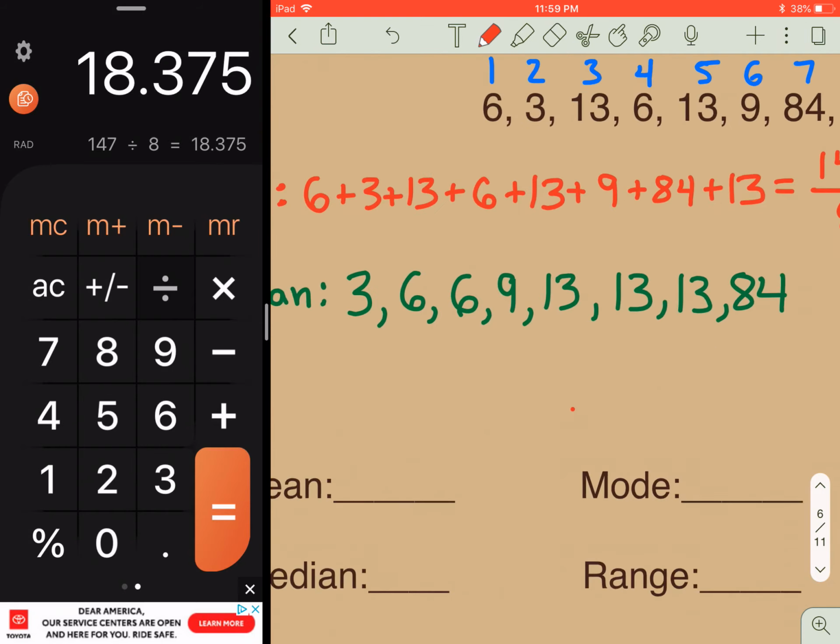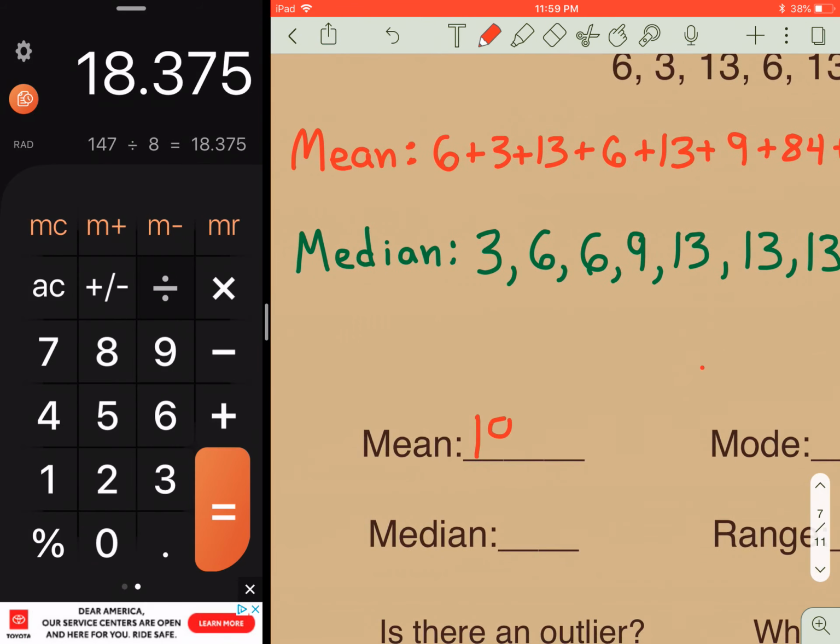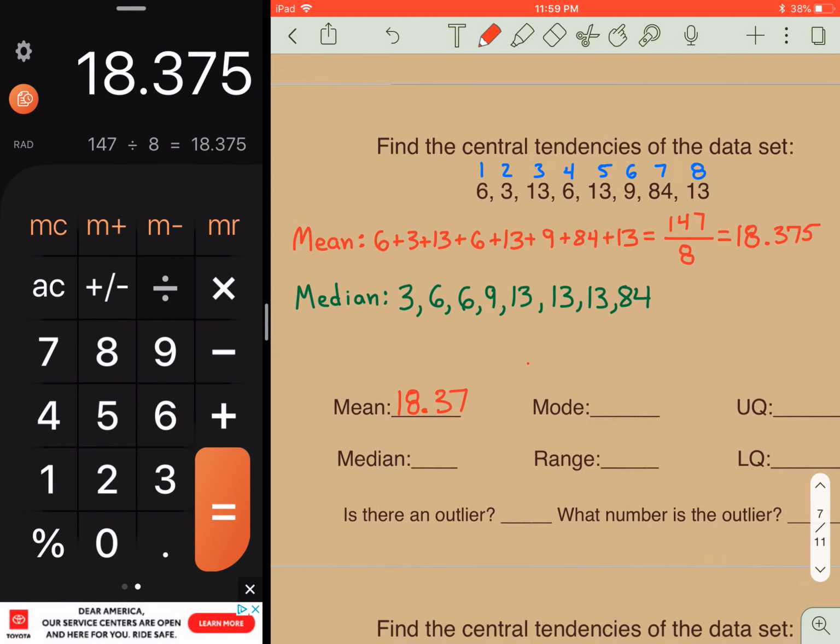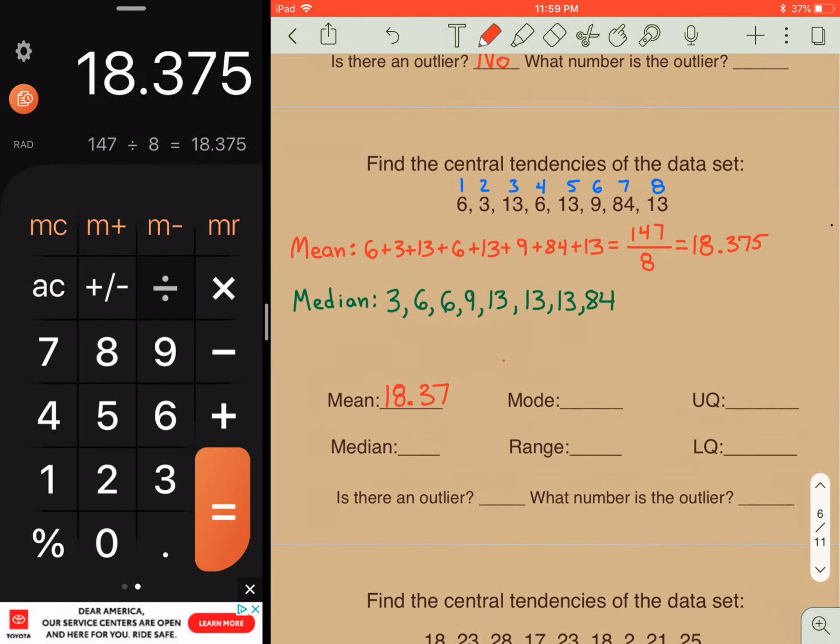So my mean is 18.375. So even though I made that mistake, please don't do what I did. Step 1 for the mean, add the numbers together. Step 2, divide by the number of numbers you have added together.